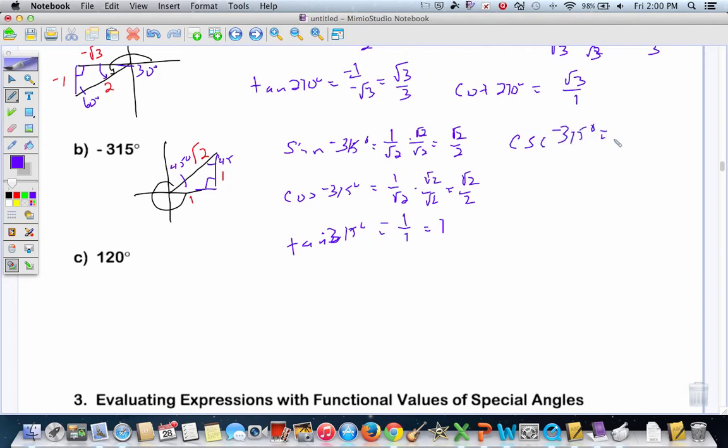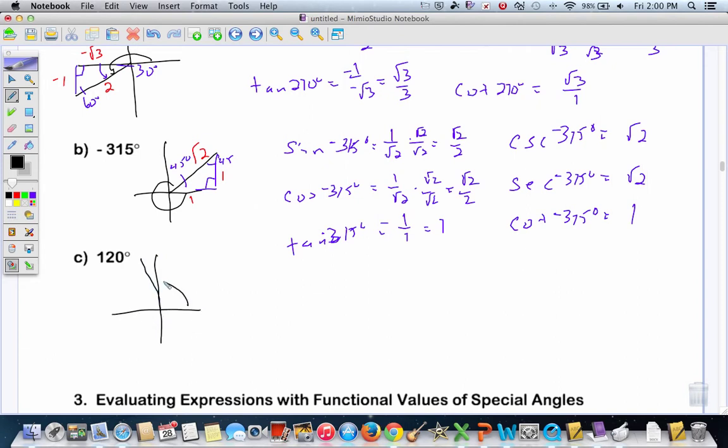Reciprocal functions very quickly. Cosecant of negative 315 is going to be square root of 2 over 1, or just square root of 2. Secant of negative 315 is going to be square root of 2 over 1, or just square root of 2. And cotangent of negative 315 is going to be 1 over 1, or 1. One more time with our reference angles.